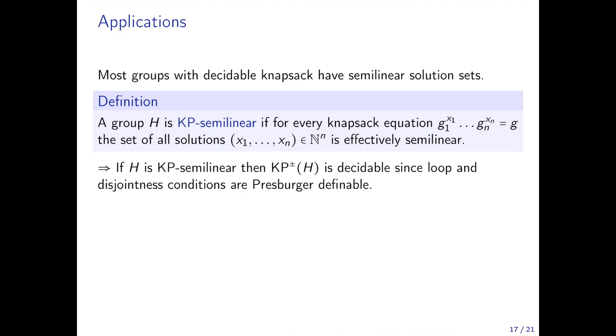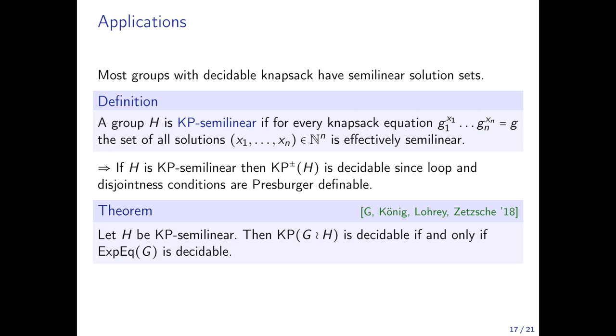Now for such groups, knapsack is clearly decidable because we can test emptiness of semilinear sets. But we can even decide intersection knapsack because we can encode loop and disjointness conditions in Presburger arithmetic. So this allows us to prove the following result, which was already known: if H is knapsack semilinear, then the knapsack problem over G wreath H is decidable if and only if solvability of exponent equations is decidable over G. And this covers most of the groups where we know that knapsack is decidable.